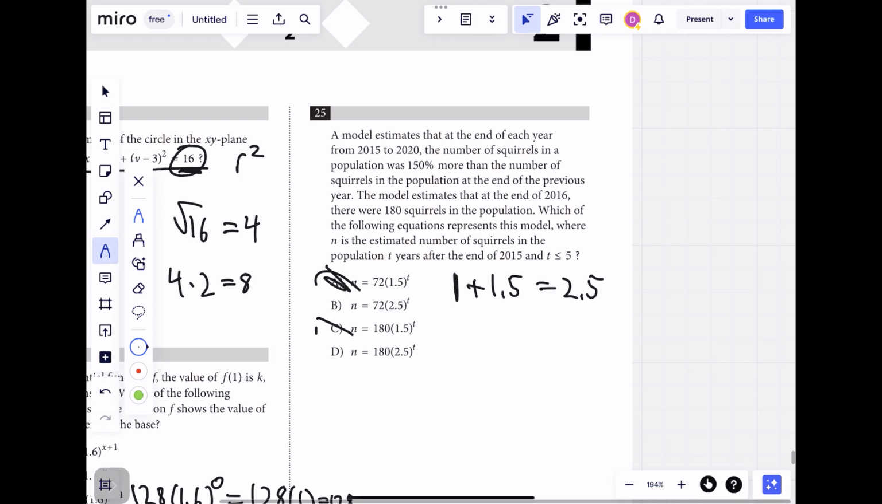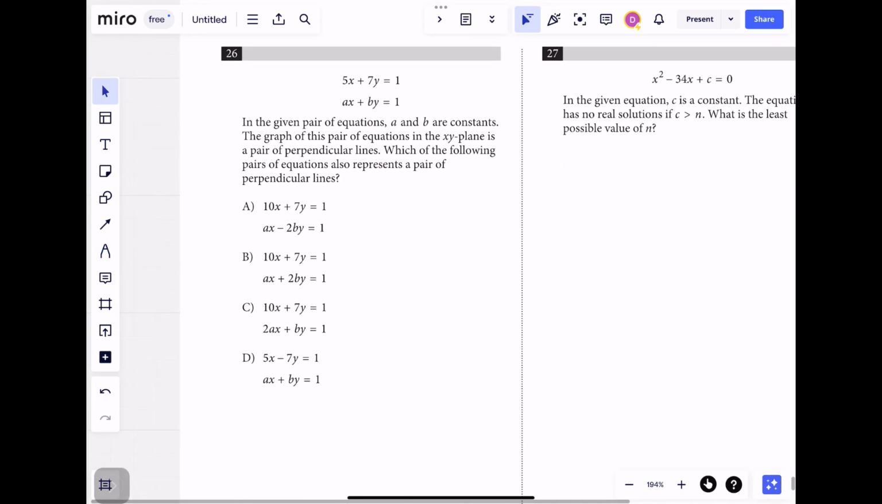It's saying in 2016, there were 180 squirrels. So we're trying to find the initial value, which means it's going to be 180 times 1 over 2.5. It's not going to be 180 because we're trying to find 2015 and not 2016. So we're going to go backwards one step, and that's going to be 72. So it's going to be this one, because 2.5, 72.